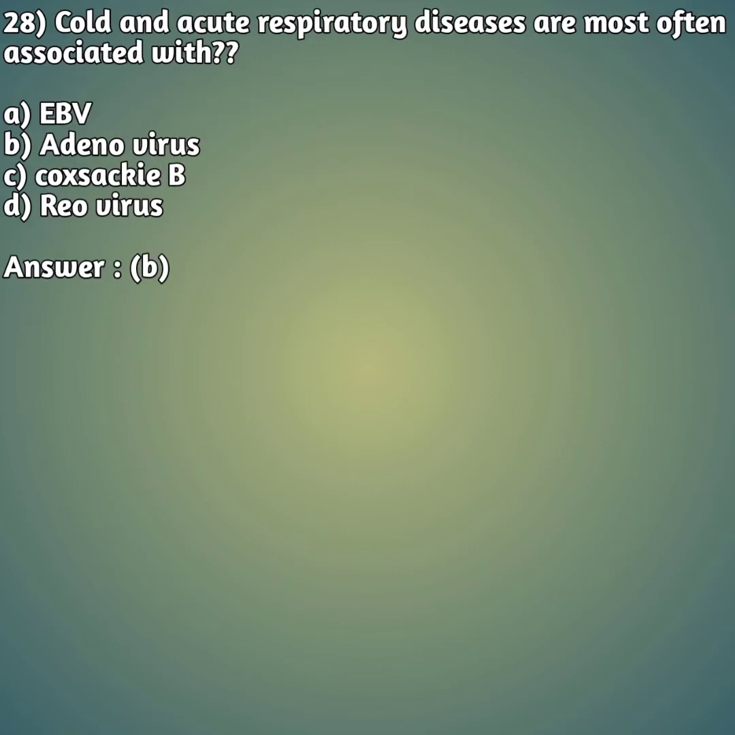Moving on to our 28th question, cold and acute respiratory diseases are most often associated with what? Option A, EBV, that is Epstein-Barr virus. Option B, adenovirus. Option C, Coxsackie B virus. And option D, reovirus. So your right answer is answer B, adenovirus.